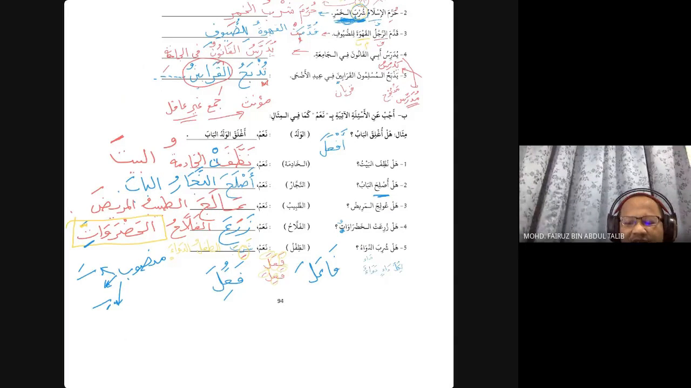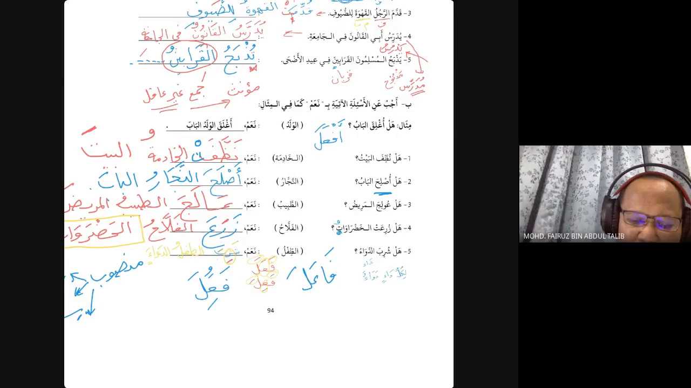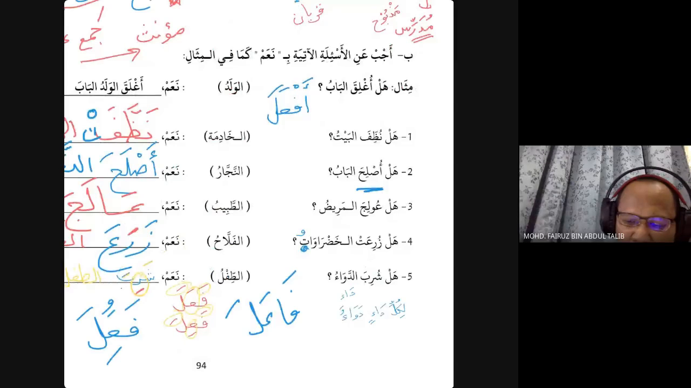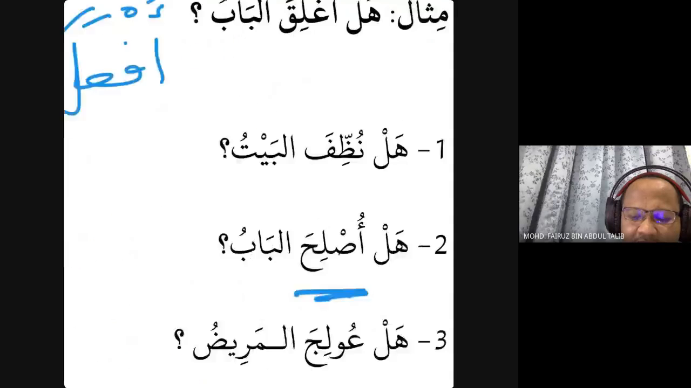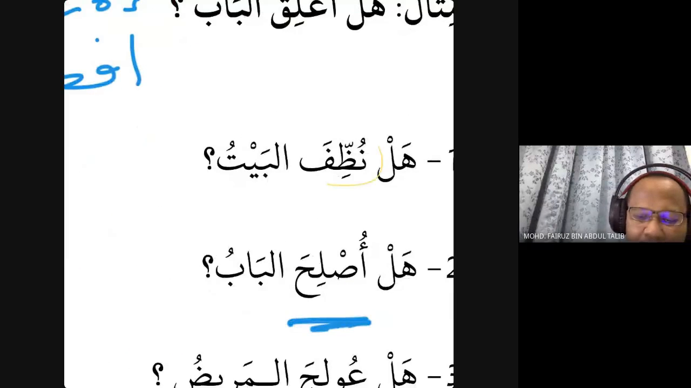In your essay, for example, you can use mabni lil ma'lum, you can use mabni lil majhul. But one advice: if you use mabni lil majhul, you need to put at least one symbol, one haraka, just to let the reader know that you are using mabni lil majhul. For example, this word. How do you differentiate between nazafa and nazifa without putting the vowel?